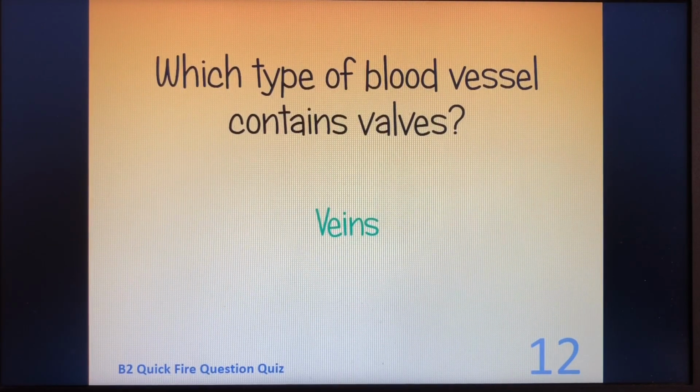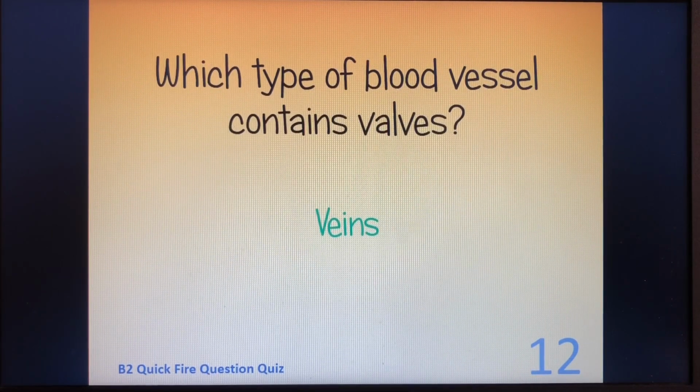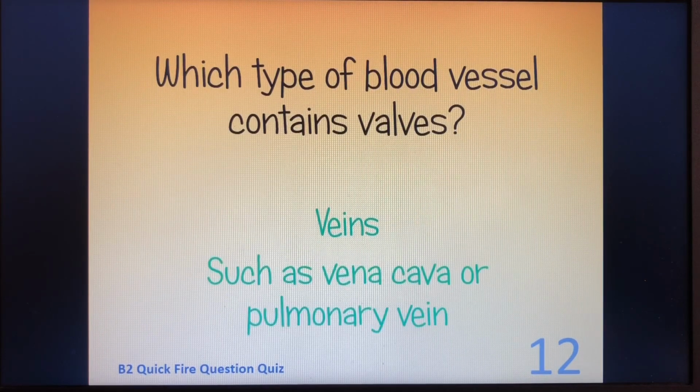Valves in veins prevent the backflow of blood where the pressure is a lot weaker than it is in the arteries. Question 13. Just there quickly, 2 examples of veins: the vena cava or the pulmonary vein.